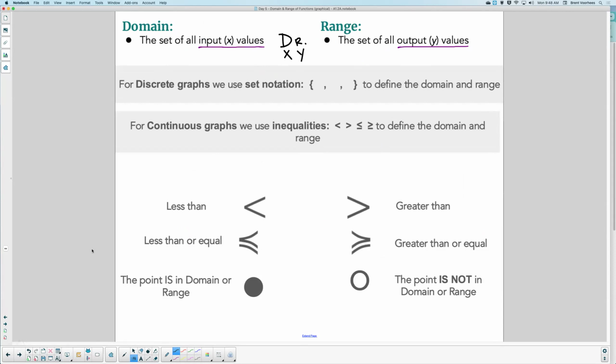We're going to call it Dr. XY anytime we do domain and range. Here's why. Did you write on your paper Dr. XY? The D, domain, is on top of X. The R for range is on top of Y. That'll help us keep track. Domain goes with X, range goes with Y. Okay, when we're dealing with a dotted graph, a discrete graph, we're going to use symbols like this to describe the domain and range. If it's continuous, we're going to use these symbols here.